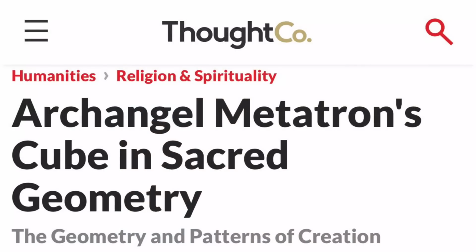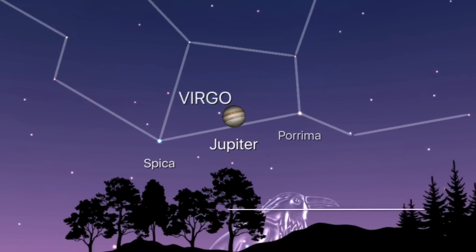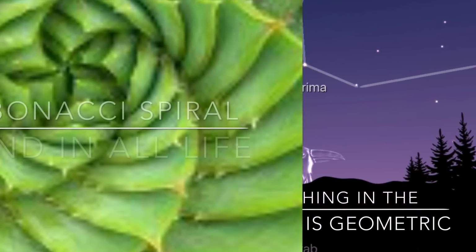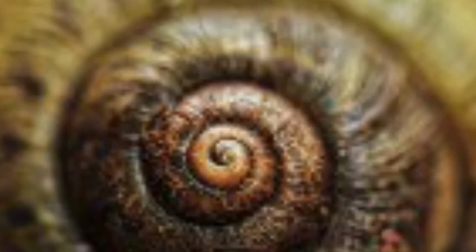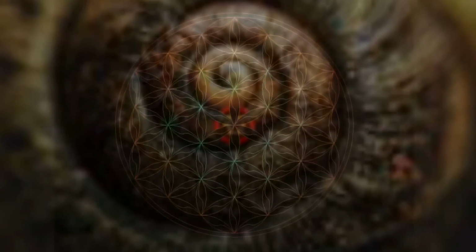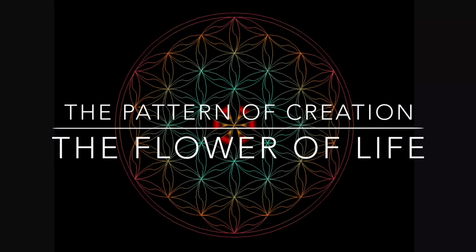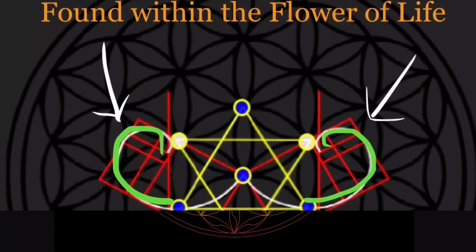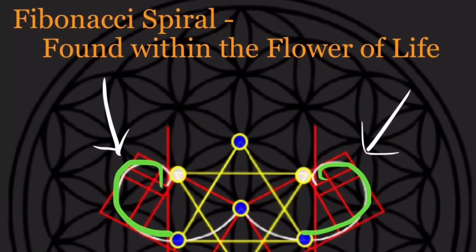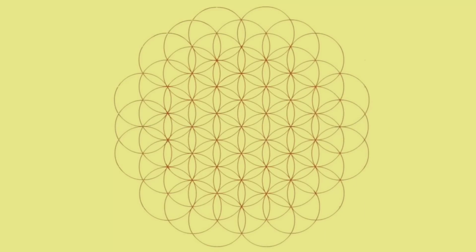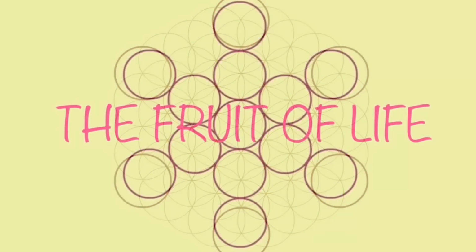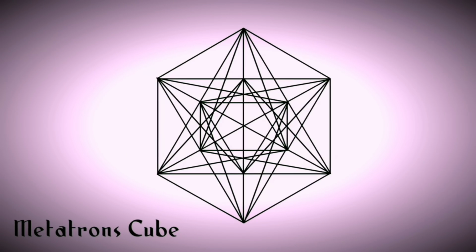Here's a short video clip just to help explain the upcoming crop circles. I'm sure many of you are aware that the Fibonacci spiral, or the golden ratio, is found in all life forms. It is also found in the flower of life, which is the pattern of all creation. We have the flower of life, and within the flower of life, there is the fruit of life. And within the fruit of life, we have Metatron's cube.